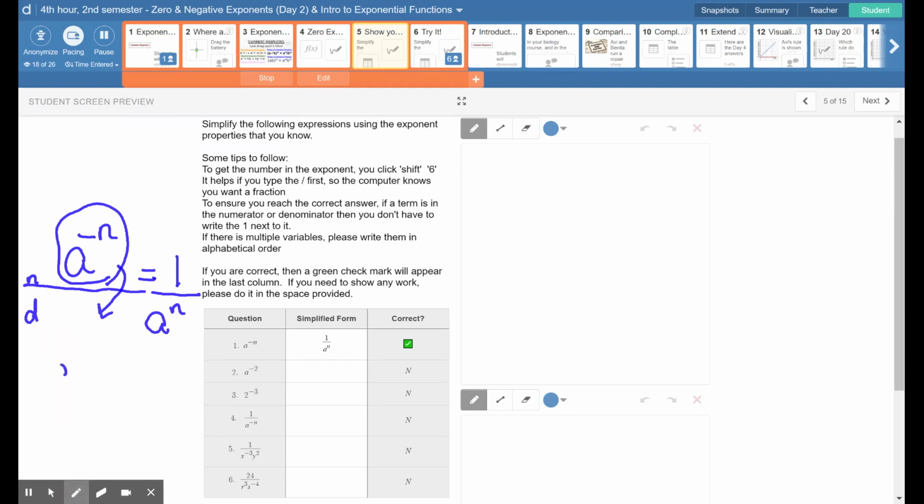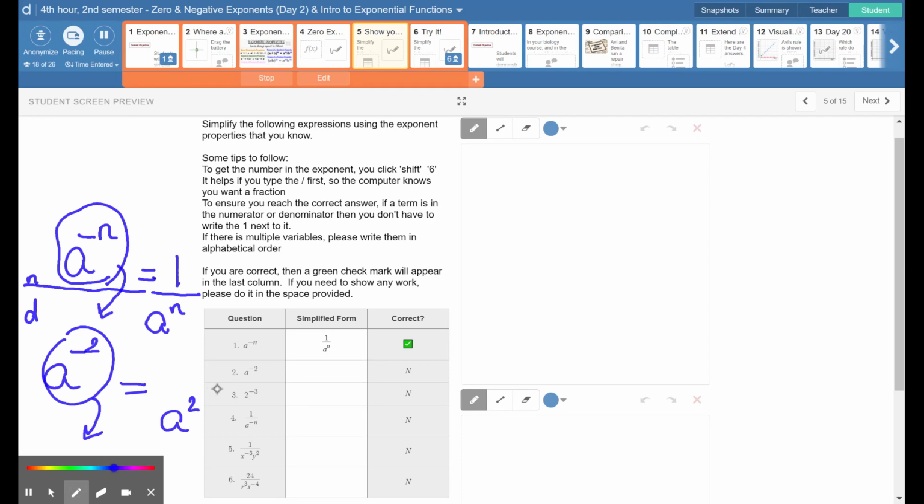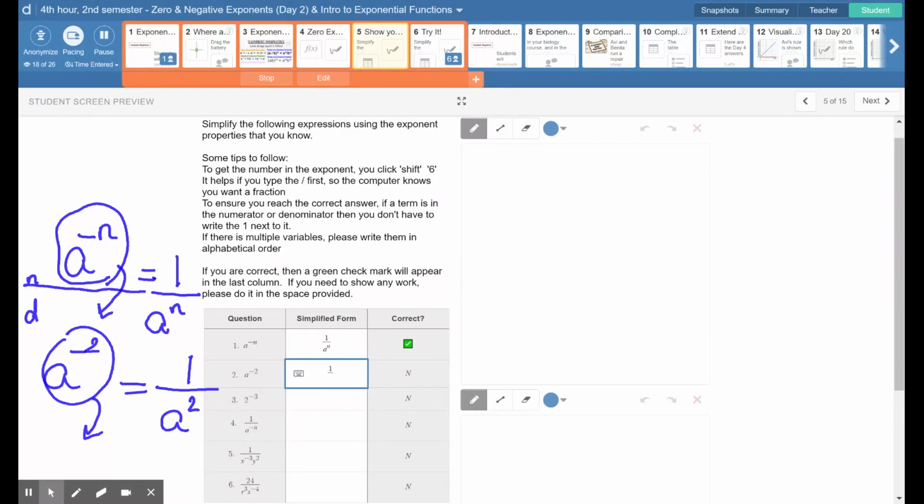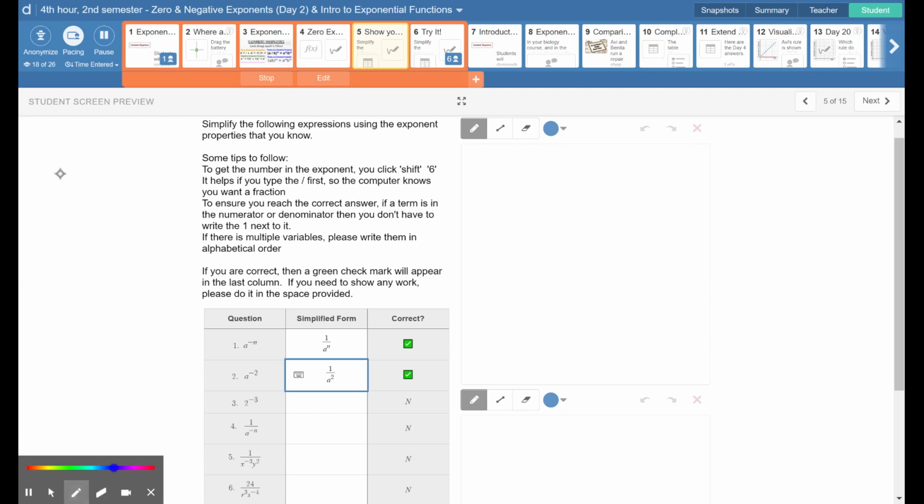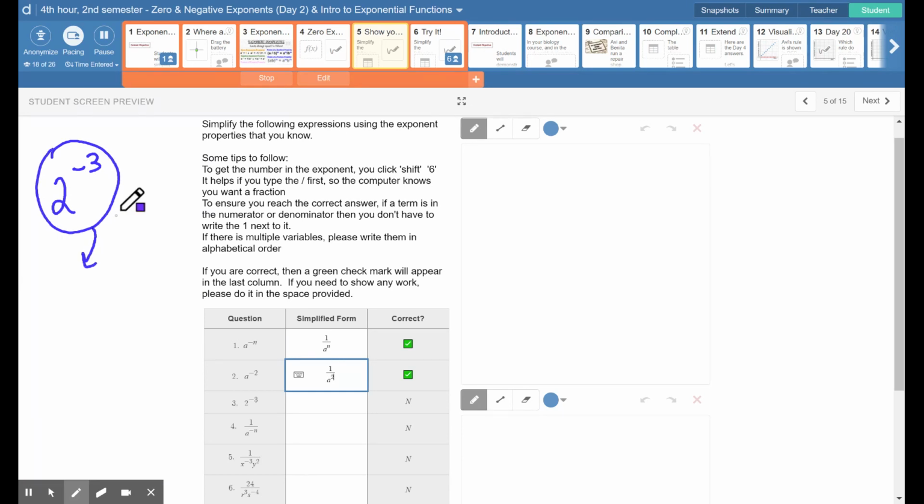We're going to do the same thing for a to the negative 2. We're going to circle it because it's a negative exponent. Since it was in the numerator, I'm going to put it in the denominator. It's going to become a positive exponent, and I'm going to put 1 on top, so we have something there. So I'm going to hit my division bar, 1, down arrow, a, shift 6, and then a 2. Now you're going to do the same thing for number 3. So 2 to the negative 3 is also in the numerator. So we're going to circle and move it.